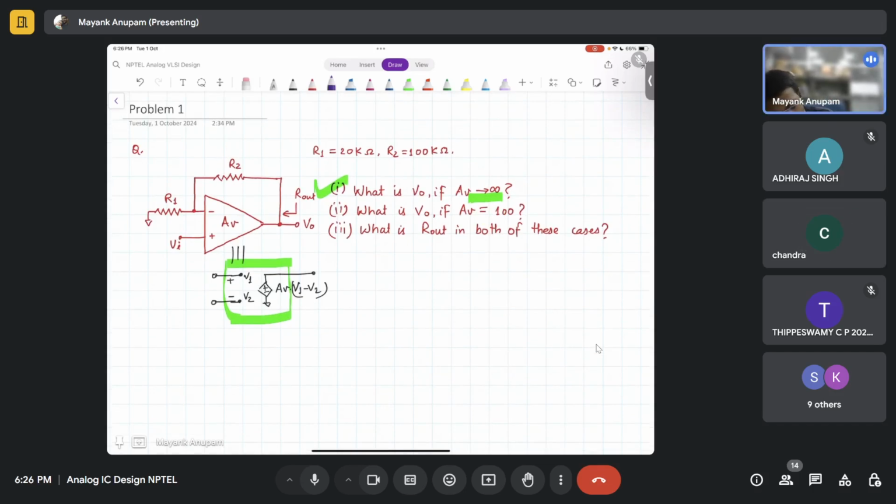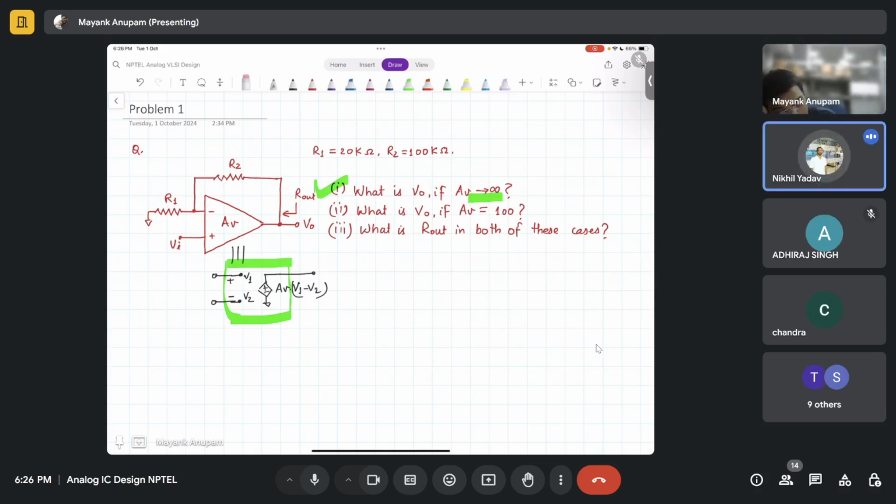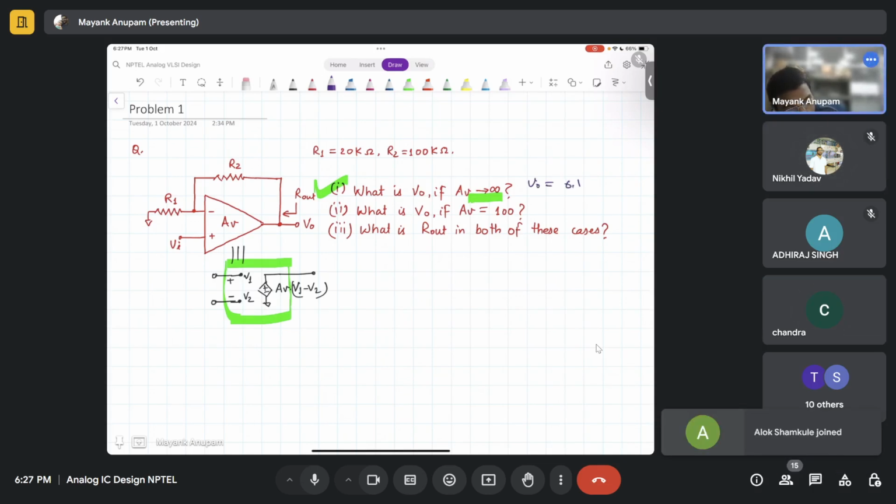So tell me, what will this node be? It is 6 volts. How can it be 6 volts? I'm asking, this is Vi. I have not said anything about Vi, so it should be 6 times Vi. V naught by Vi is 6. So V naught is equal to 6 times Vi.